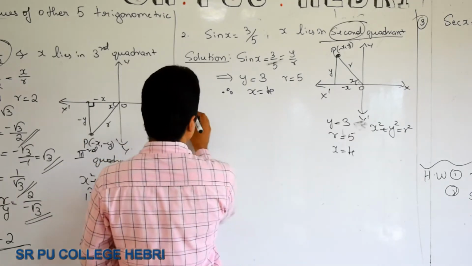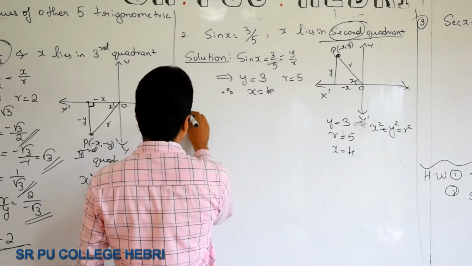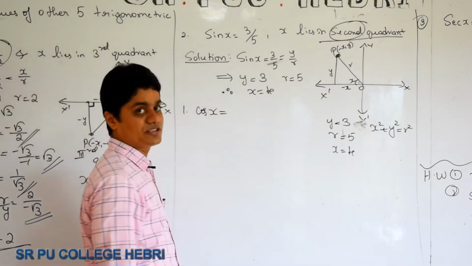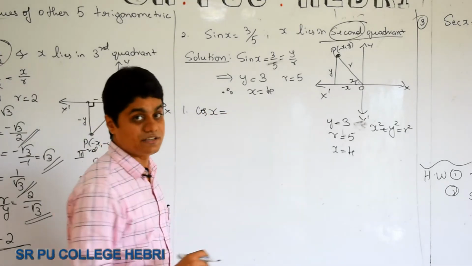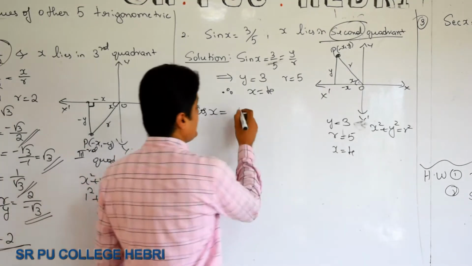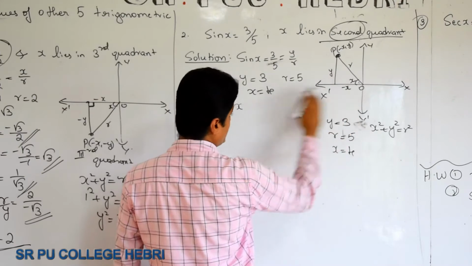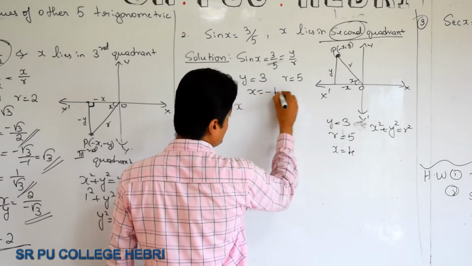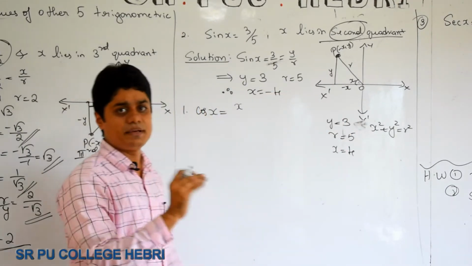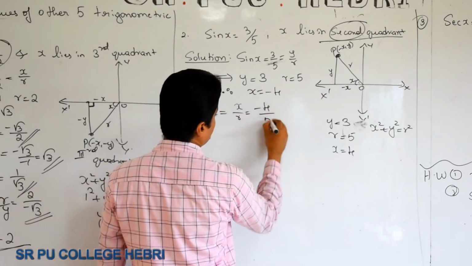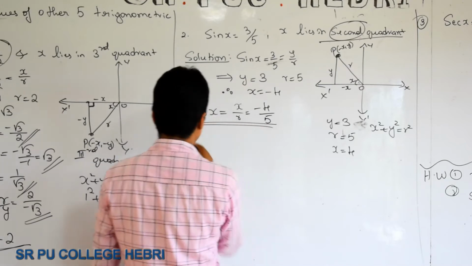Yes, now we are ready to write the remaining 5 trigonometric functions. Since sin x is given, I'll start with the cos x. Cos x definition in second quadrant, x by r. One important thing is, since x is negative, better write minus 4 only, otherwise confusion will happen. So let x be equal to minus 4. So x by r, x is minus 4, r is 5. So this is the answer to cos x.